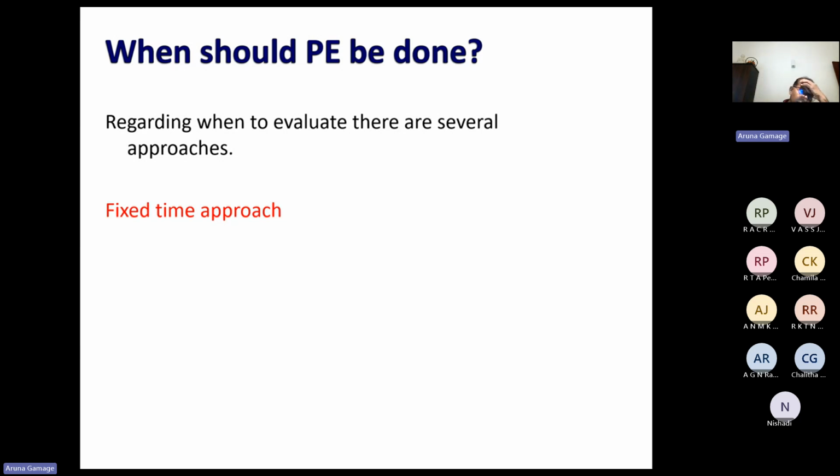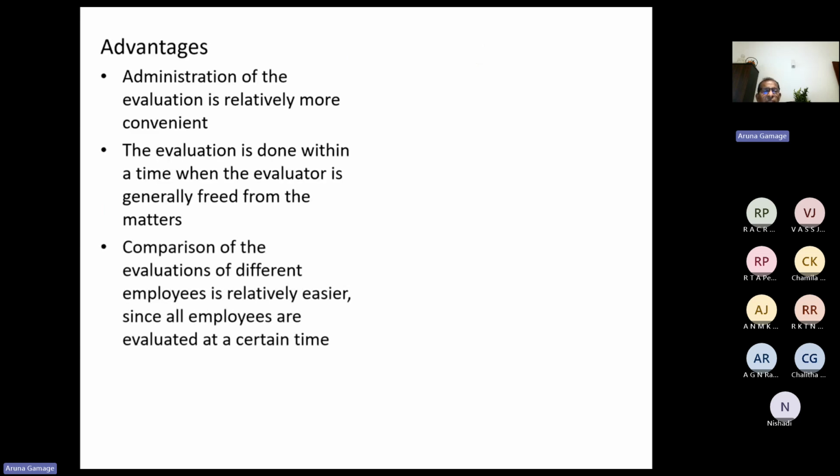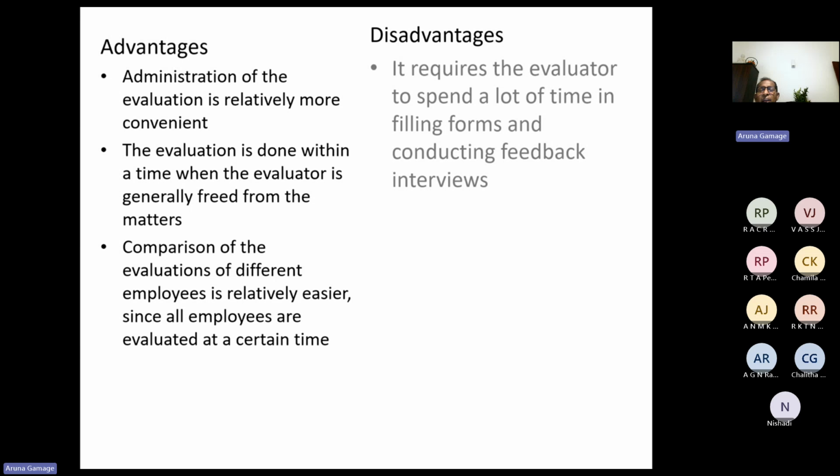For example, I evaluate the level of performance of everybody on the 1st of April or 30th of December or 15th of August. Or we evaluate the level of performance of everybody during the first week of January, last week of December, or the second week of July. So that is fixed time approach or fixed day approach. There are some advantages. Administration is easy. Evaluation is done within a time that the evaluator is generally freed from other matters. Comparison is very easy. But there are disadvantages.